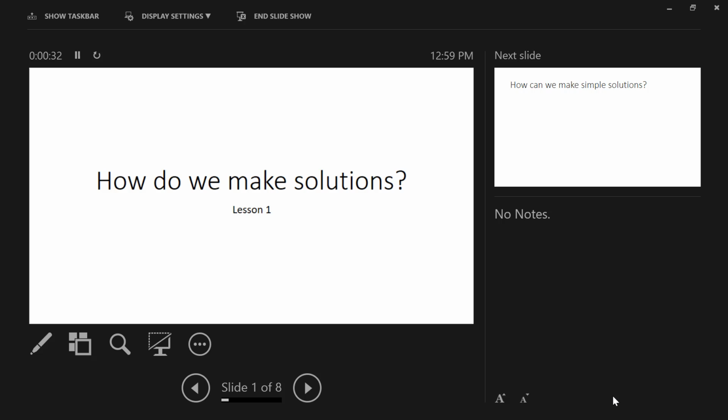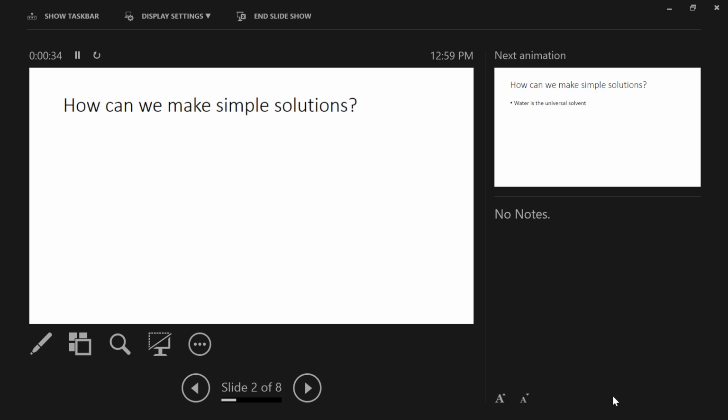All right, so our first framing question, very much like it. How do we make simple solutions? One thing you'll find is chemistry is a fairly common activity to participate in.